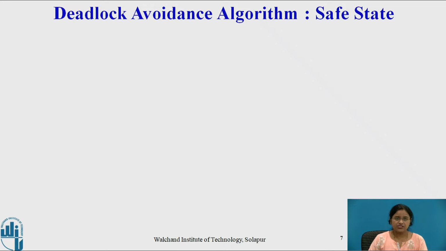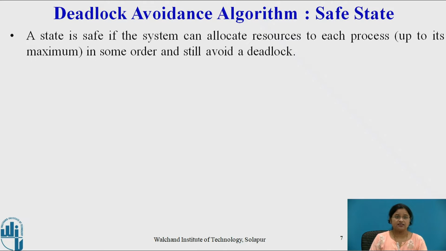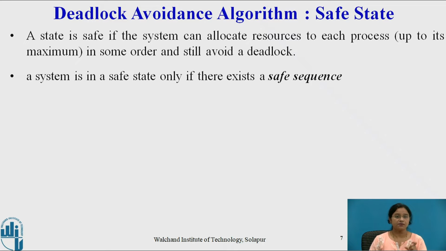Now, the first concept which we are going to study is the safe state. We can say that a state is safe if the system can allocate resources to each process up to its maximum need, in some order, and still avoid a deadlock. So, a system is in a safe state if it allocates all requested resources to the processes and still avoids a deadlock. That state is called a safe state. A system is in a safe state only if there exists a safe sequence.